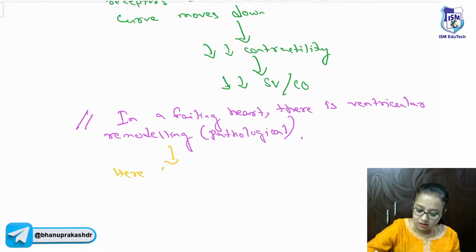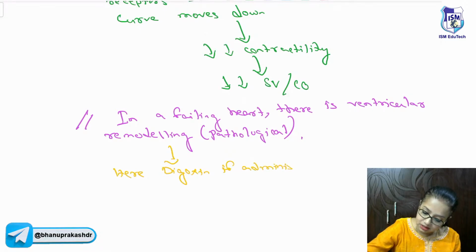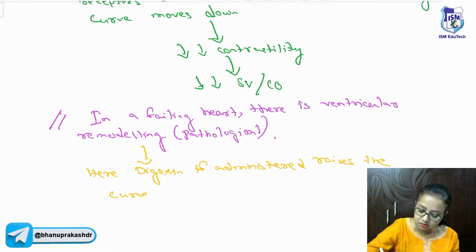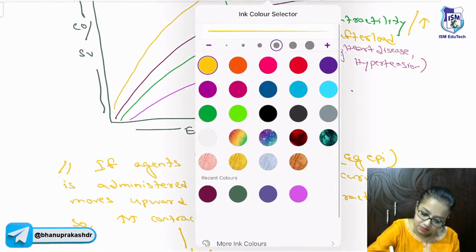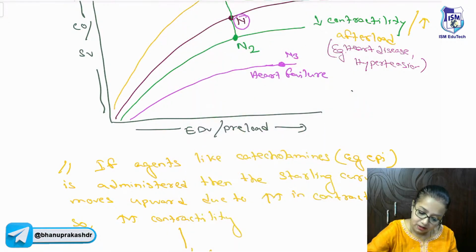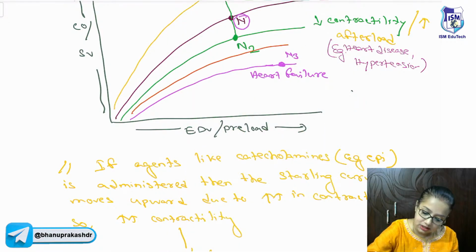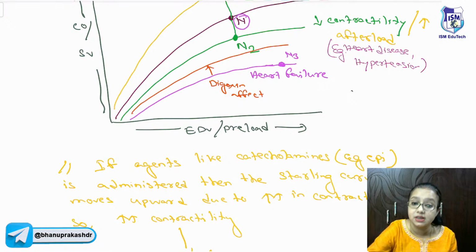Here, if digoxin is administered, it raises the curve, raises the Starling curve. So here if digoxin is administered, what actually happens? The Starling digoxin effect. The Starling curve is raised.